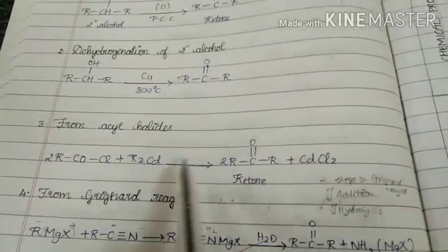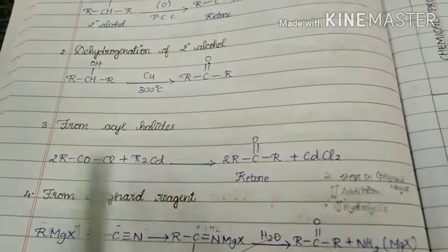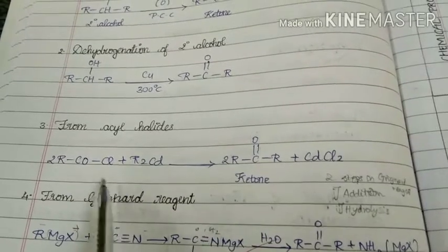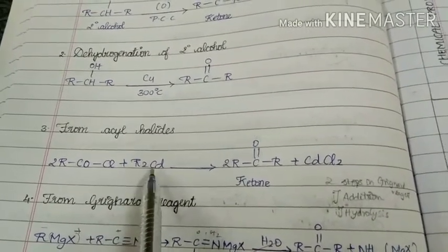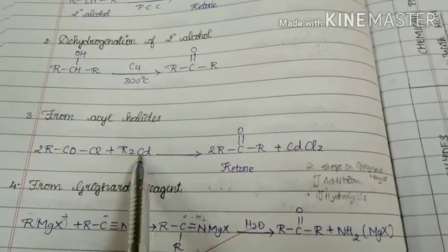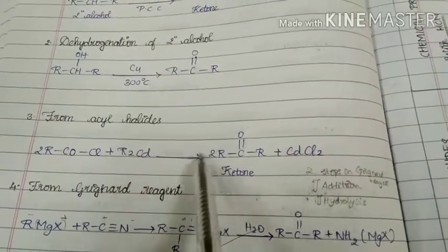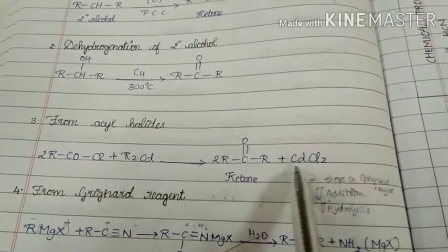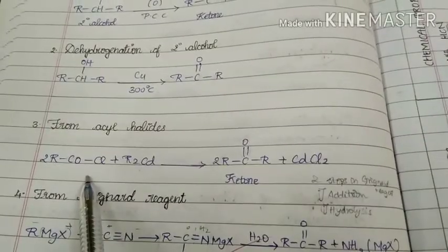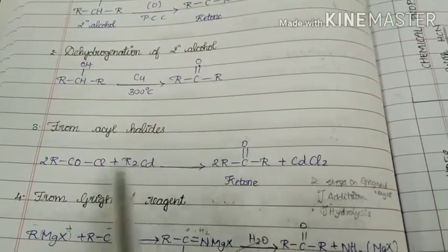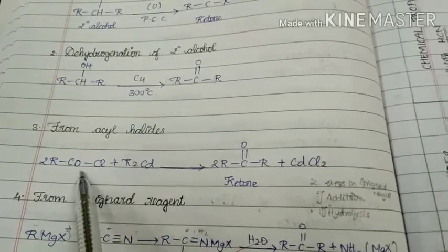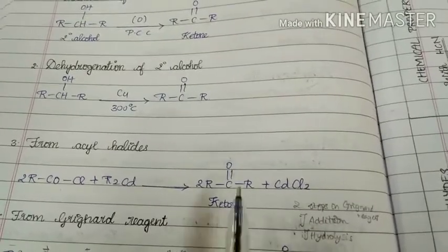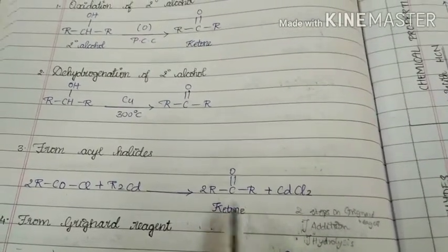Next one, from acyl halides. Acyl halides, nothing but acyl chloride, CH3COCl, that is RCOCl. When this compound is treated with dialkyl cadmium, R2Cd, what happens? Cadmium is removed along with the chlorine, CdCl2 is formed as a byproduct, and what remains is the ketone. That means the R group attacks here, and the ketone is formed. So this is one of the preparation methods of ketones from acyl halides.